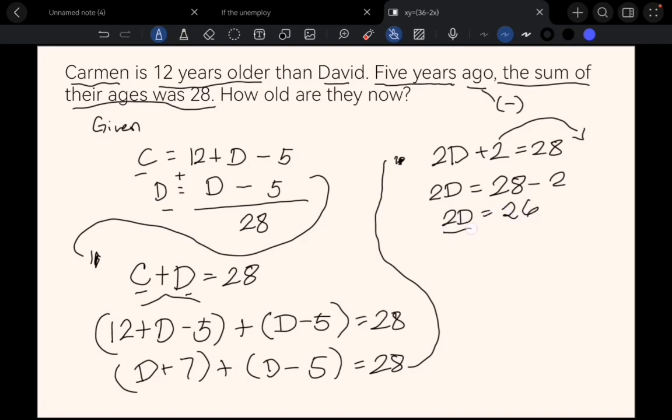Divide both sides by 2 so we can isolate D. Now, D equals 13. So, we have now figured out the age of David.